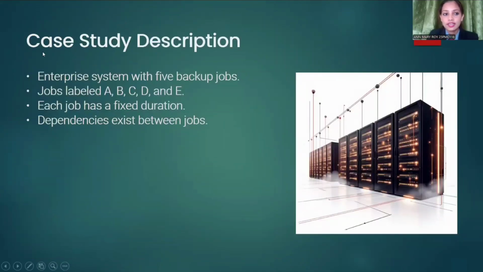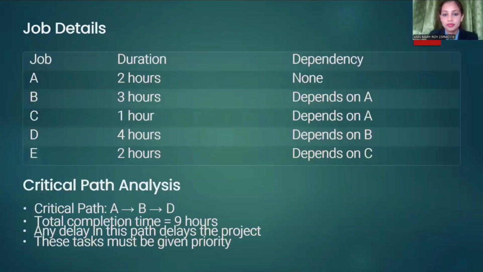Now let us see a case study description of this process. Let us consider an enterprise with 5 backup jobs. These jobs are labeled A, B, C, D, and E. Each job has a fixed duration and specific dependencies on the other jobs.